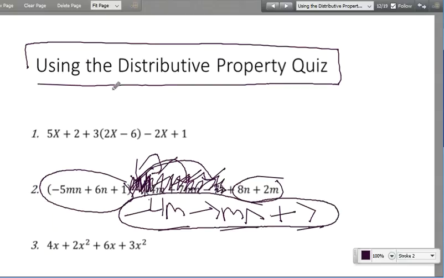Question number 1. Remember, you need to distribute the 3 first and then combine your like terms. Question number 3 is just simplifying this expression by combining like terms. There's no distributive property.